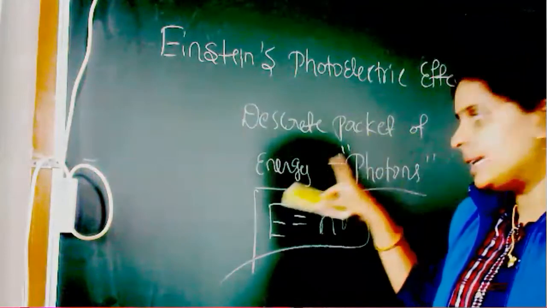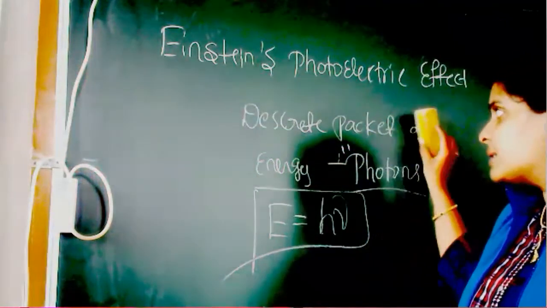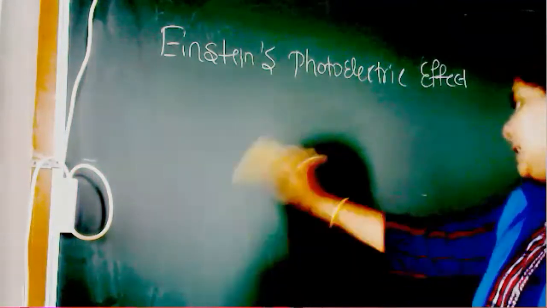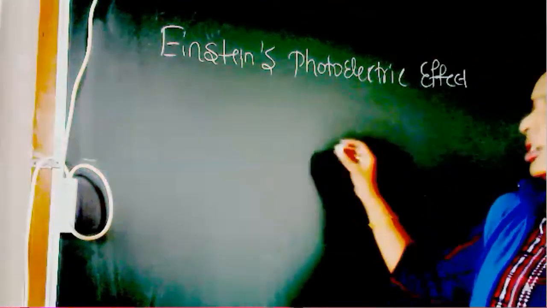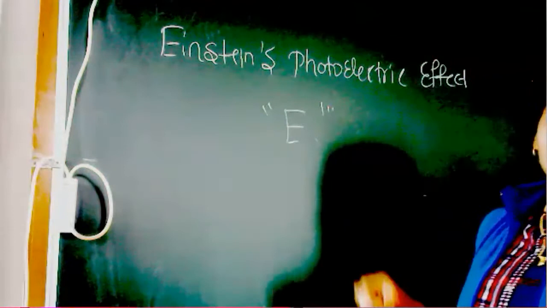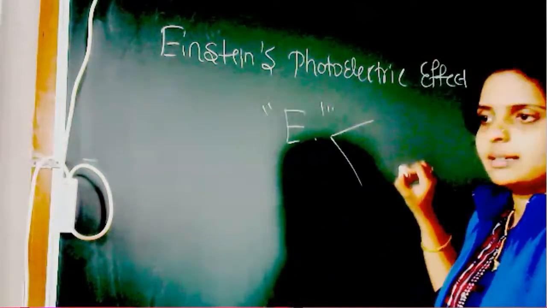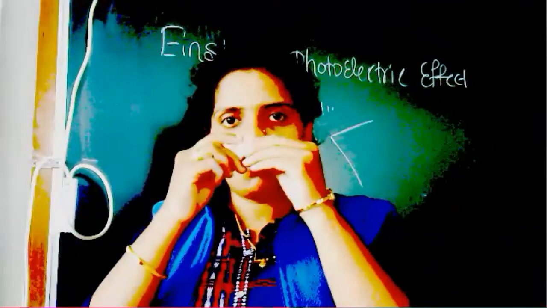So here, what Einstein will say is that the light radiations are in the form of small discrete packets called photons. They have energy equal to h nu. Whatever this energy is, it is used in two ways. These photons will come and collide with your electrons, and the photoelectric phenomenon takes place.